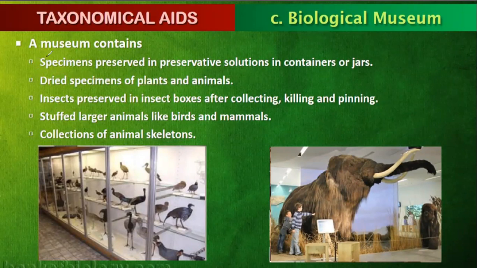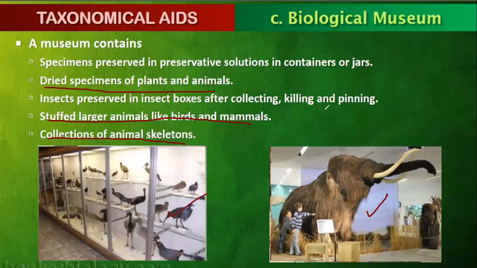Okay. A biological museum contains specimens preserved in preservative solutions in containers or jars, dried specimens of plants and animals, stuffed larger animals like birds and mammals, and collections of animal skeletons, for example, dinosaurs. All these are in biological museums.